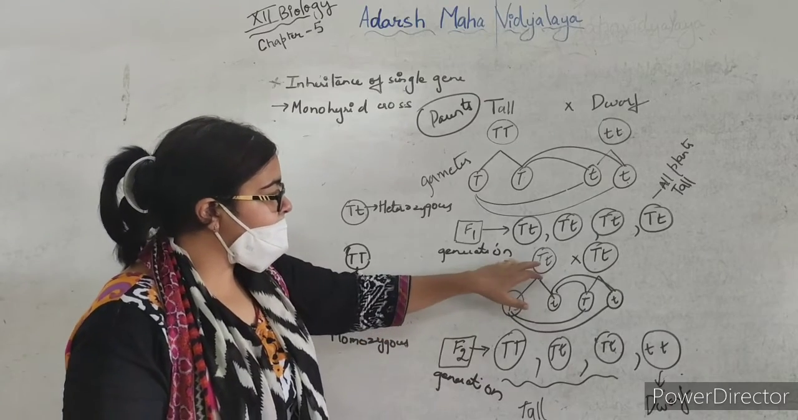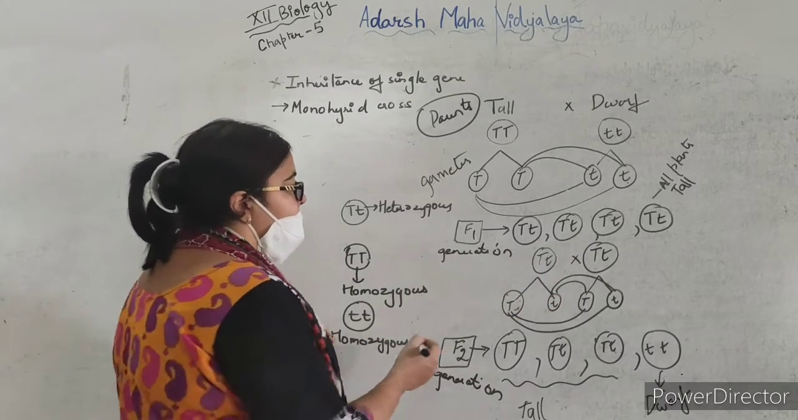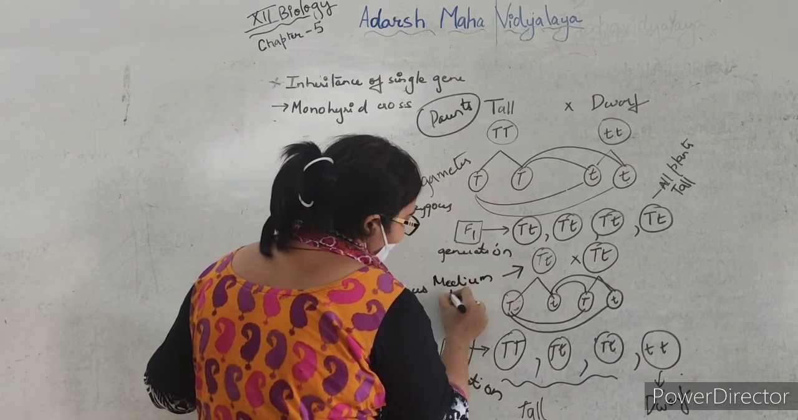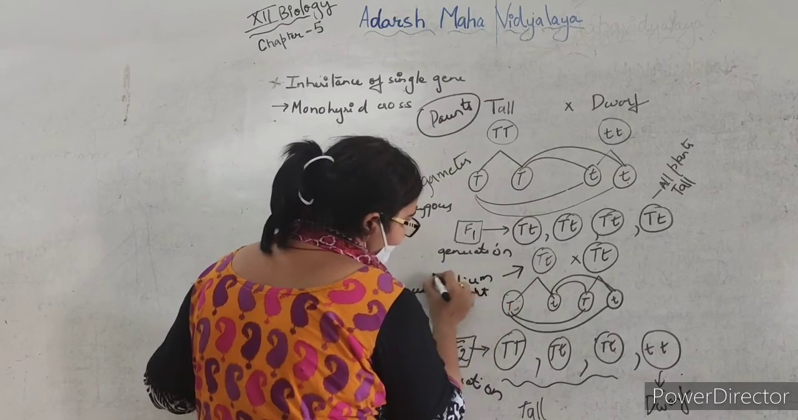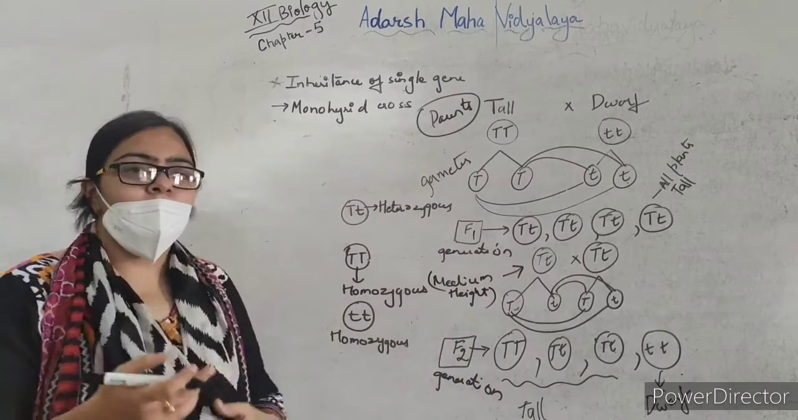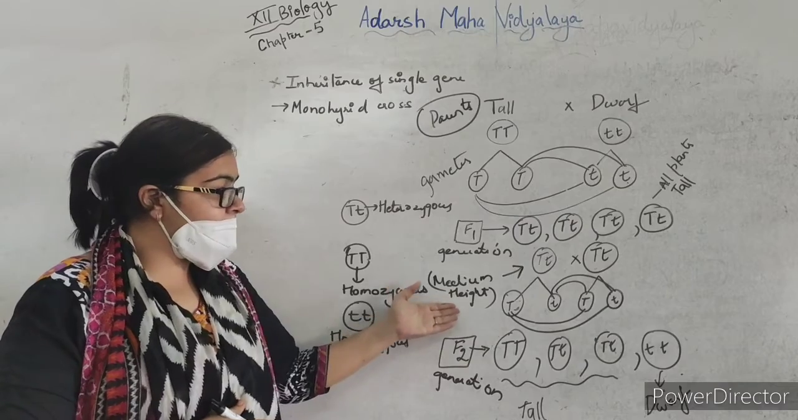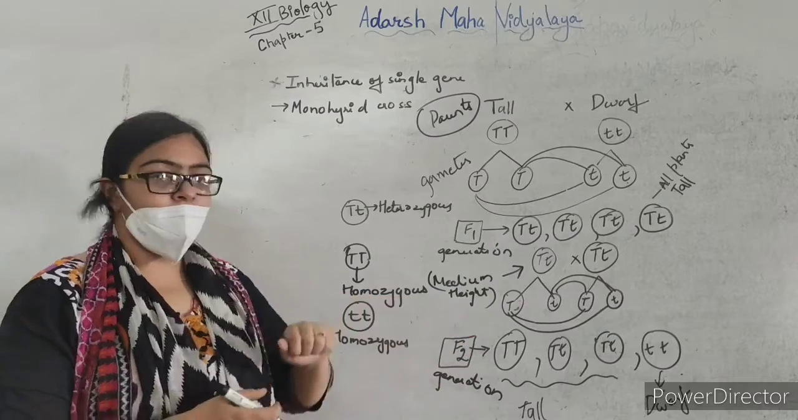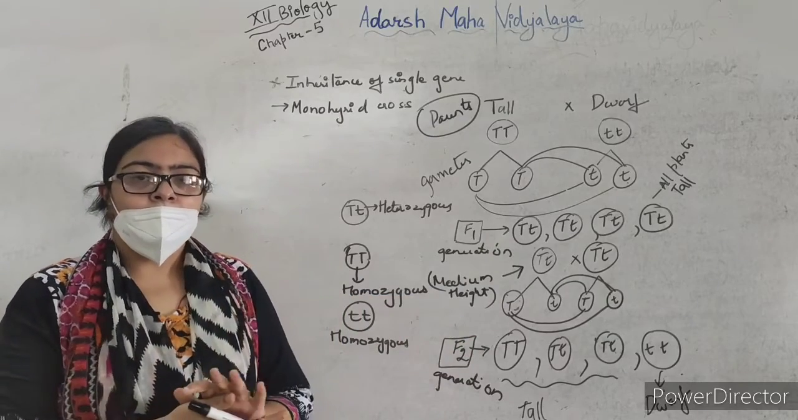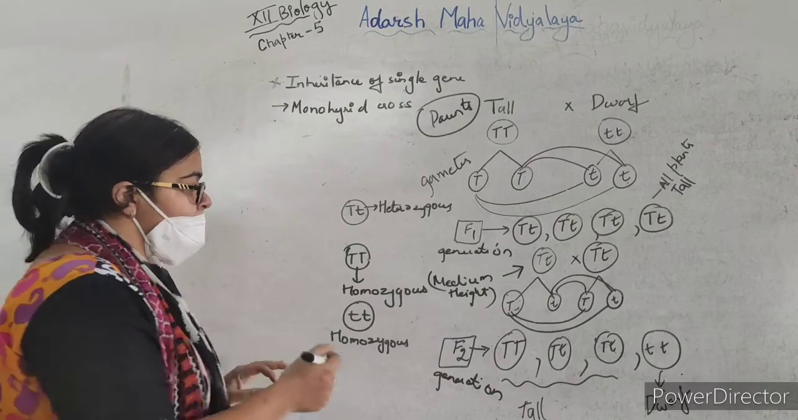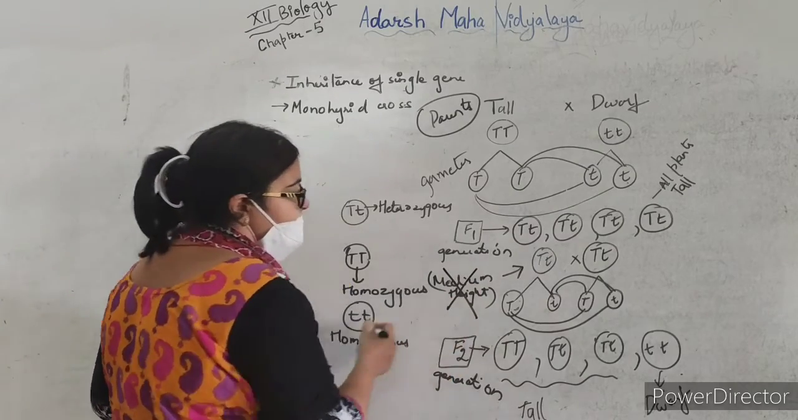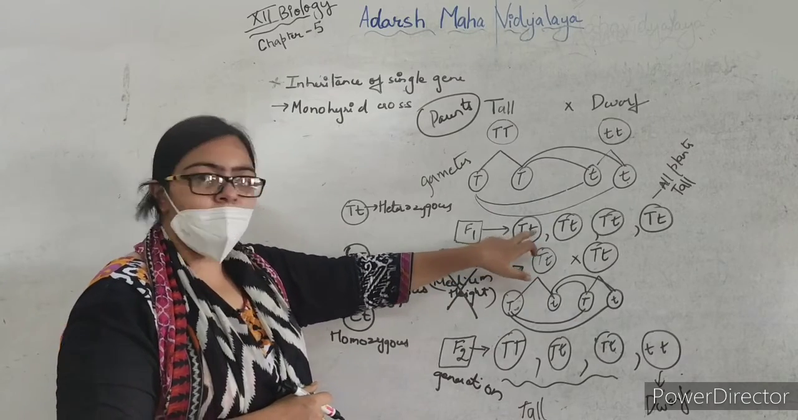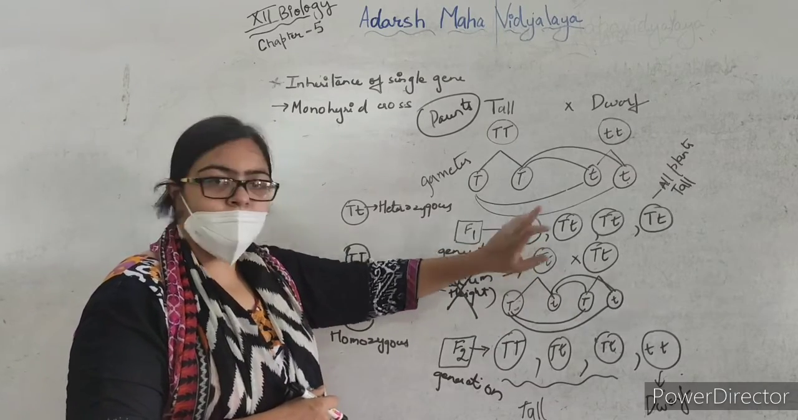If there was blending between these two, then we would have what? We would have a medium heighted plant, that is the mixing of both the characters, tallness and dwarfness. That is common sense, we would get a medium height plant. But in these two generations, we were not able to attain any medium heighted plant. Okay, so it was sure that there was no blending between the two characters, tallness and dwarfness, in the expression of these two characters.